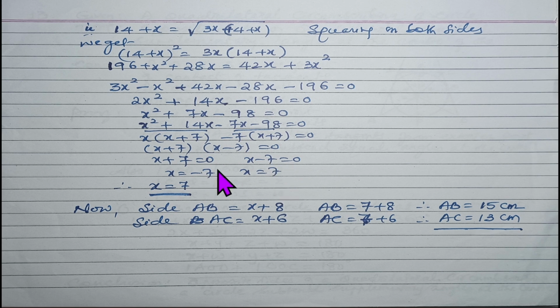Neglecting the negative value, taking the positive value, we get x is equal to 7. Since x is equal to 7, the length of side AB of the triangle will be x plus 8, that is 7 plus 8, which is 15 centimeters, and the side length AC is equal to x plus 6, that is 7 plus 6, which is 13 centimeters.